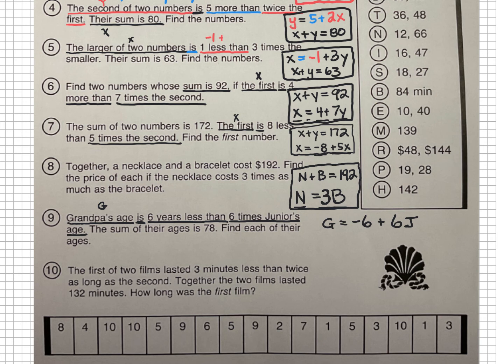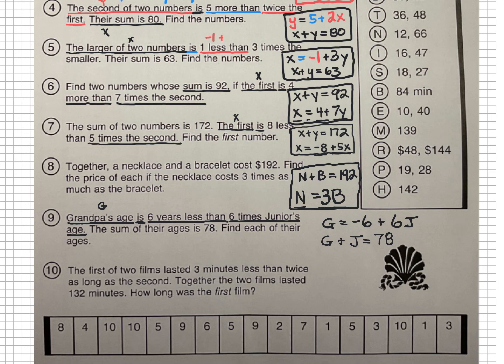So basically by saying 6 years less than, we know we're starting off with -6. We're going to subtract 6 from something, so we kind of subtracted 6 first. Could you write it 6J minus 6? Yeah, you could. They mean the same thing. The sum of their ages is 78. Grandpa plus Junior equals 78. What are their ages?